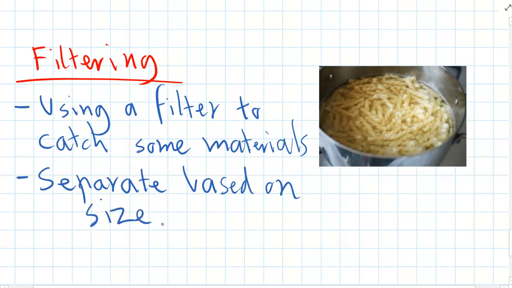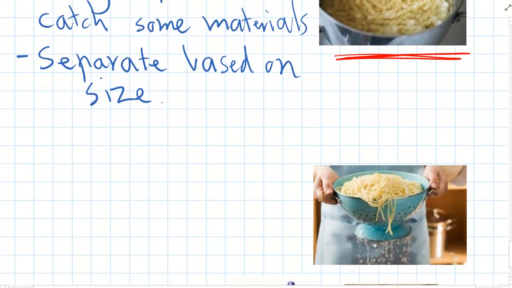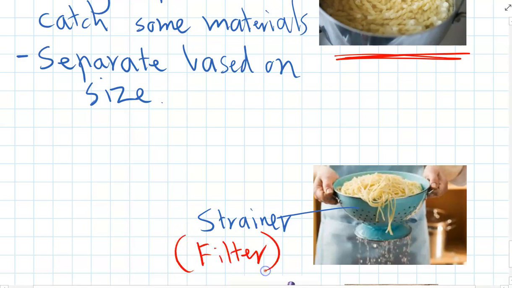So our example for filtering is when you're cooking pasta. You've got a mixture of pasta and water, but you don't eat pasta in a bowl of water. You need to separate out the water and the pasta. So what you do is you take your colander or your pasta strainer, which is just the name we use in the kitchen for a filter. And the water passes through the holes and it separates the water from the pasta. And then we're ready to have dinner.